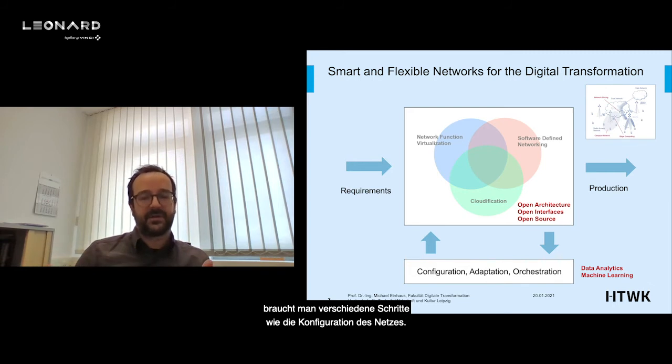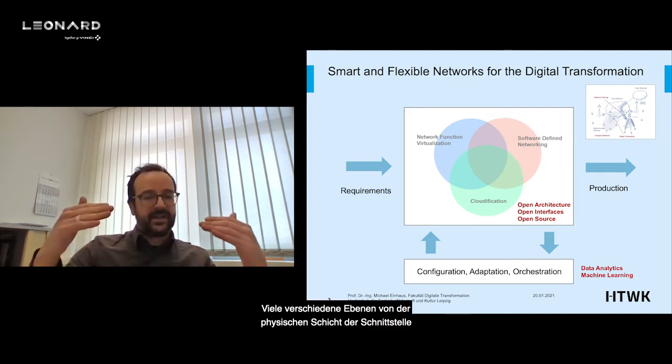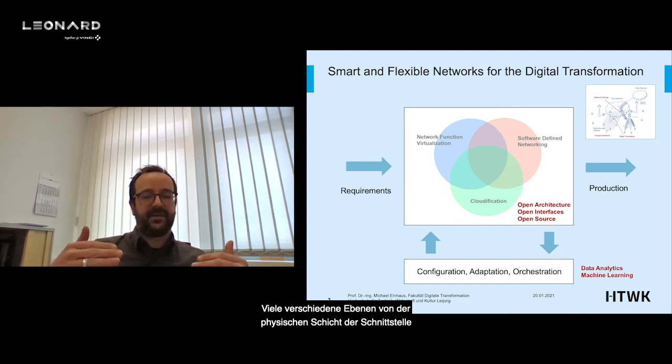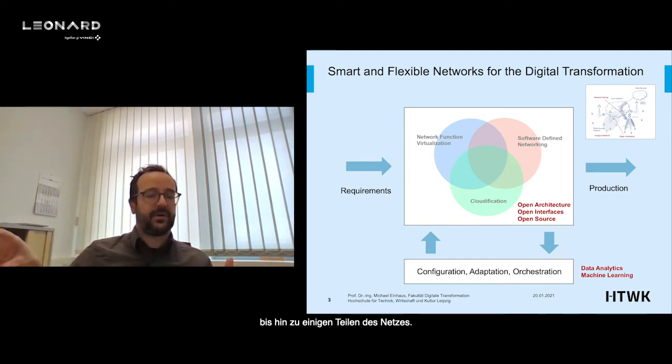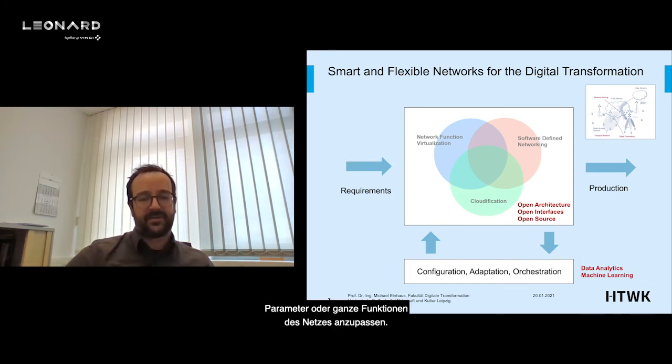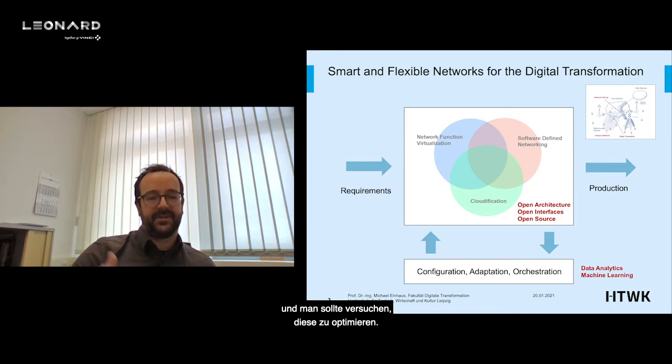And if you want to operate such a system, you need different steps. You need a configuration of the network. When the network is established and configured, you have to adapt the configuration parameters on many different layers, from the physical layer of the interface up to some parts in the core network. You have constant possibilities to adapt parameters or even complete features of the network. If you go to a higher level, you have to take into account the orchestration of the different functions. It becomes quite complicated systems. So you have many degrees of freedom, as I mentioned before, and you want to try to optimize it.